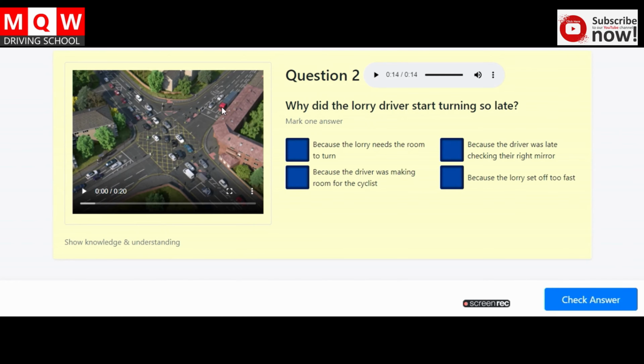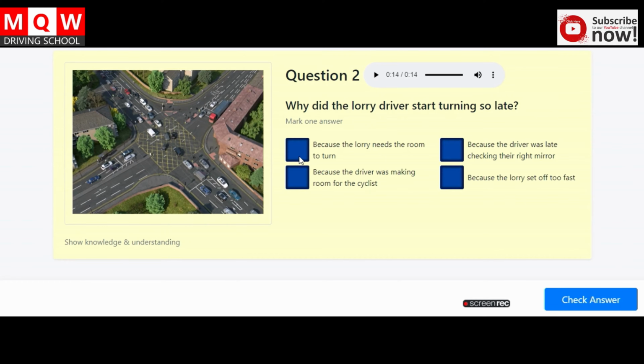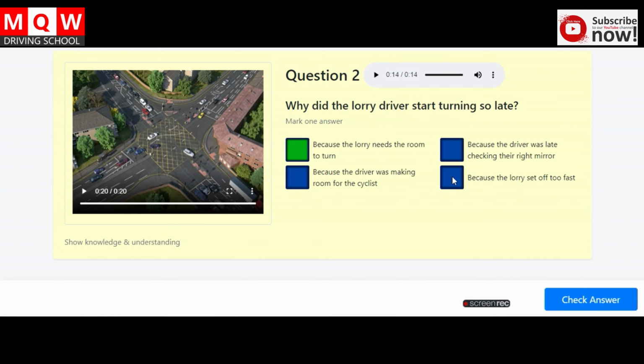Look at this lorry standing on this side of the junction, wanting to turn left. If you watch the video clip again, it shows that the lorry starts turning a little bit late while other vehicles move early, because the lorry needs room to turn. It's not because of the cyclist. There may be a cyclist there, but this video doesn't have any cyclist. Maybe the driver was late to check the mirror? The driver normally checks the mirror in advance, at an early stage, so they don't check late. Because the lorry set off too fast? It didn't set off too fast. He moved slowly. So this is going to be your right answer.